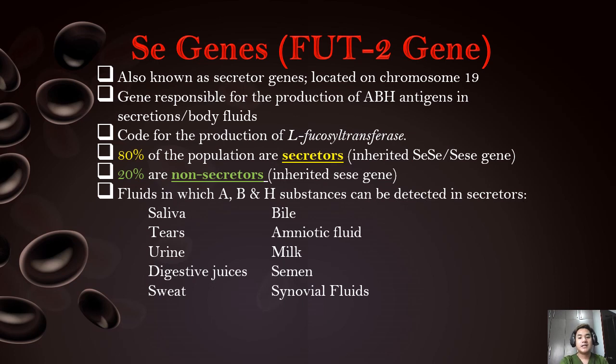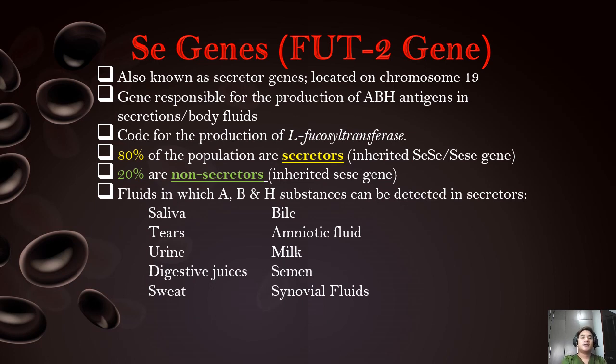Okay, your SE gene also codes for the same enzyme like your H gene, which is the L-fucosyltransferase, that will also facilitate the production of H antigens on your secretions. And consequently, if a secretor individual also inherited the A gene or the B gene, it means that the H antigen on the secretion will also be converted into either A or B antigens, depending on the gene or genes inherited by the progeny from its parents.